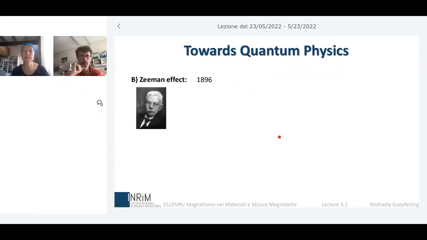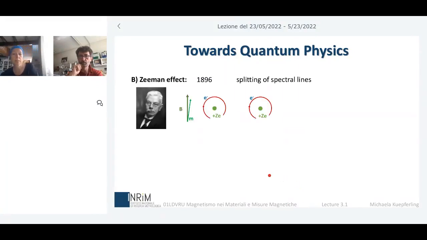So another point towards quantum physics, and also with this effect, it was very clear that magnetism was not yet fully understood, and this was the Zeeman effect. Essentially, the Zeeman effect, the classical Zeeman effect, let's say, could be understood still by classical theories, and this was done by Lorentz and Zeeman. And in 1896, and here again, we consider, of course, this orbital or cyclotron motion of the electron around a nucleus.